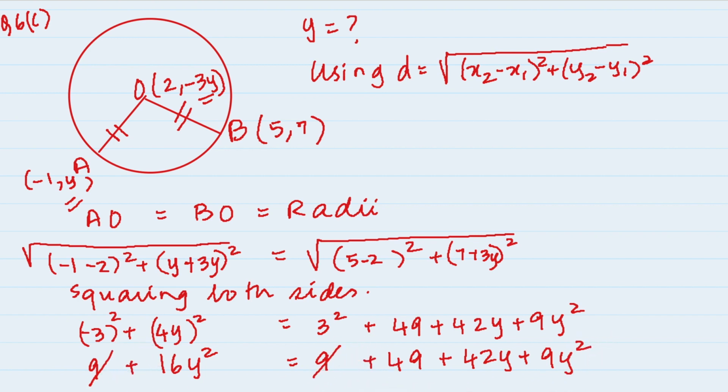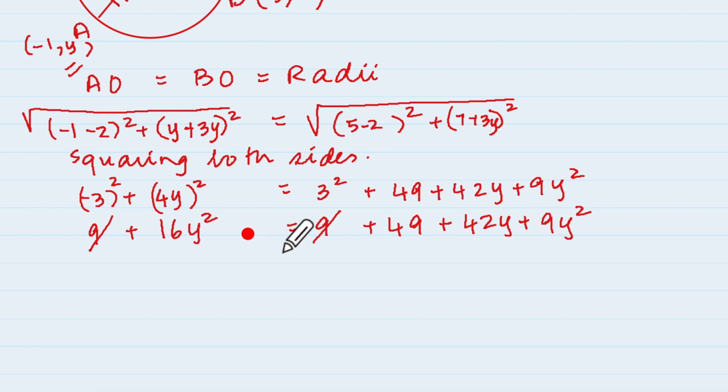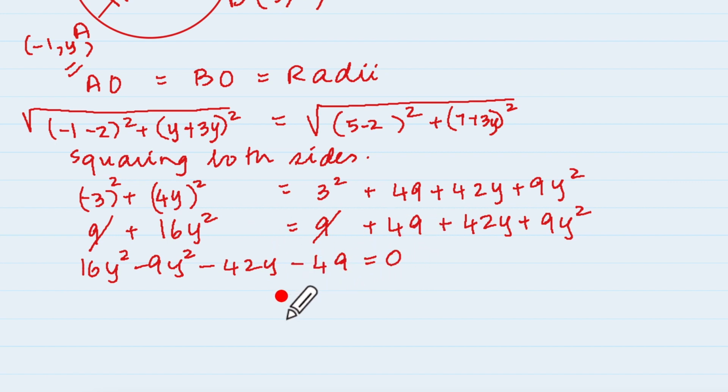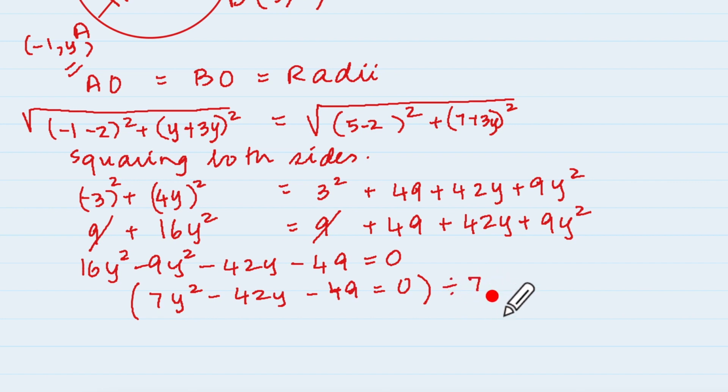I think we can cancel this 9 and 9, and the y squared we will take this side. So 16y squared minus 9y squared. Take this 42 also that side, minus 42y. Take this 49 also that side, minus 49 equal to 0. So this would give us 7y squared minus 42y minus 49 equal to 0. Can you see the common factor? What is the common factor? Did you get this? So we have to divide by the common factor, so it becomes easier for us.